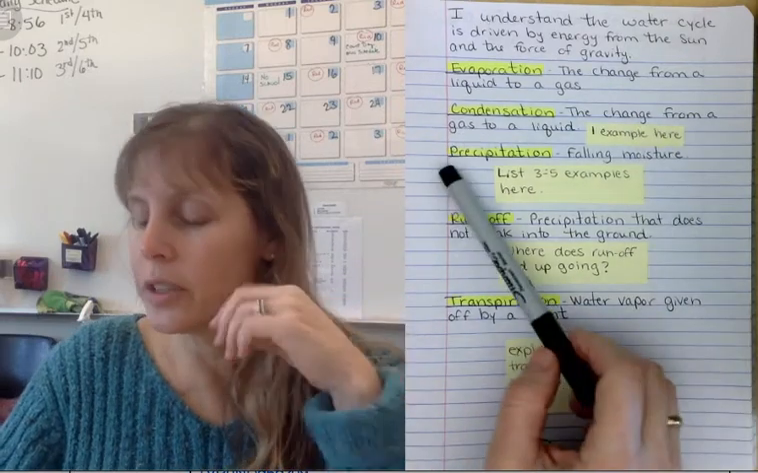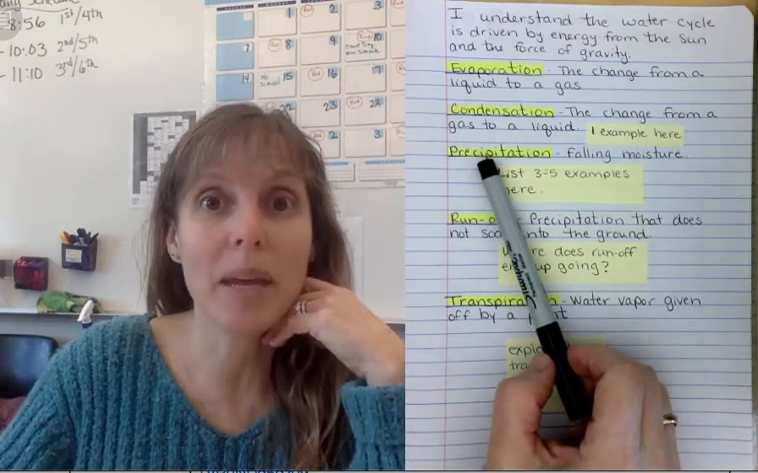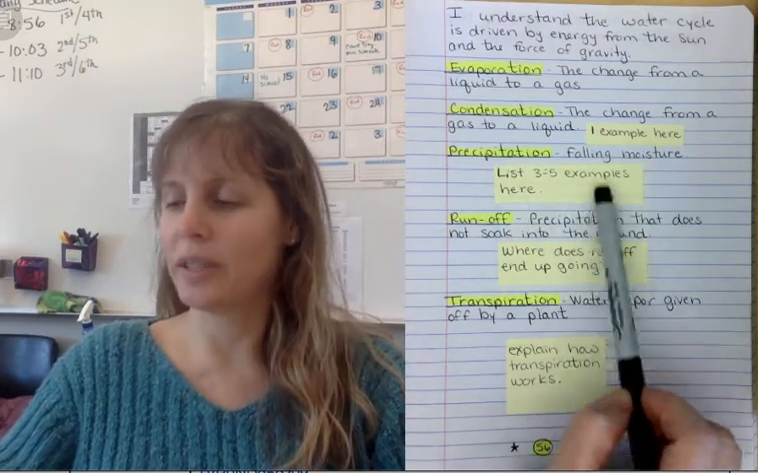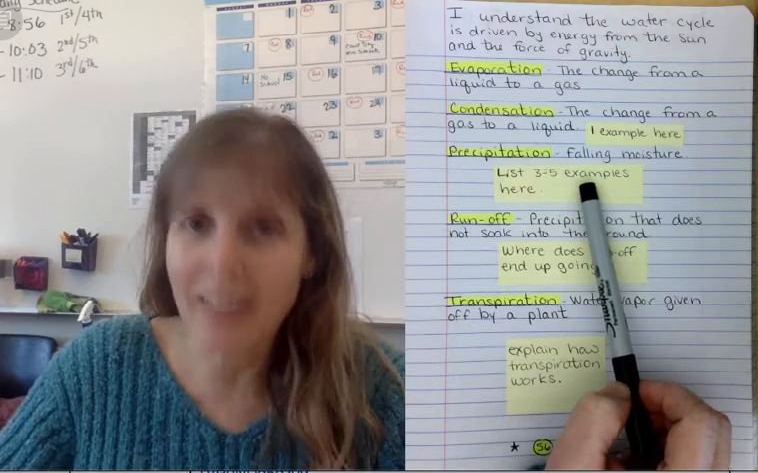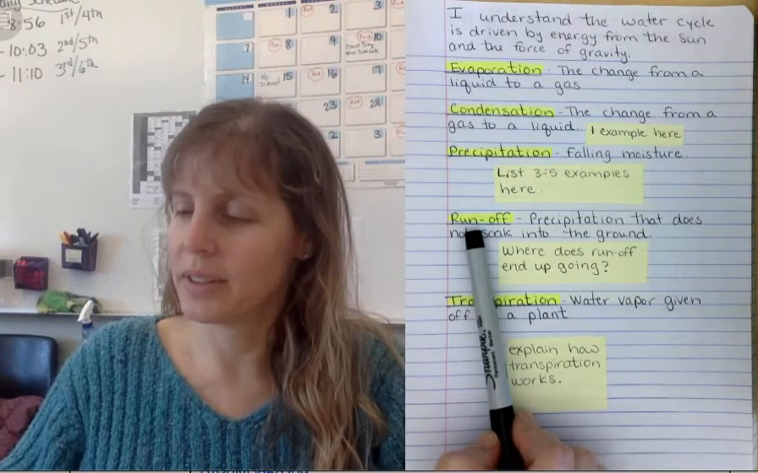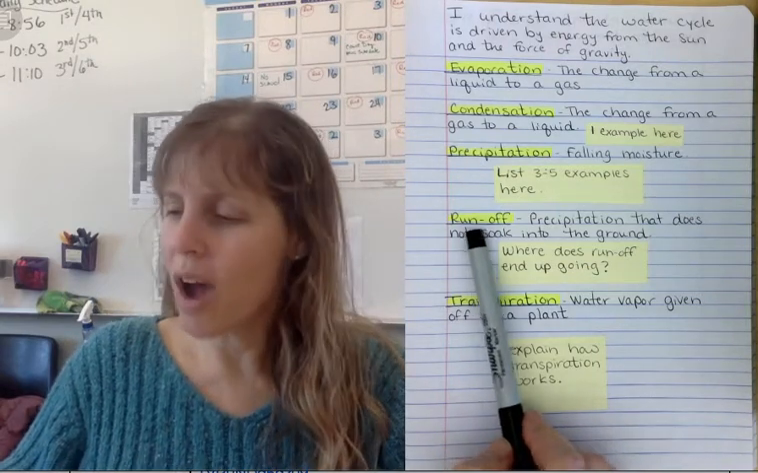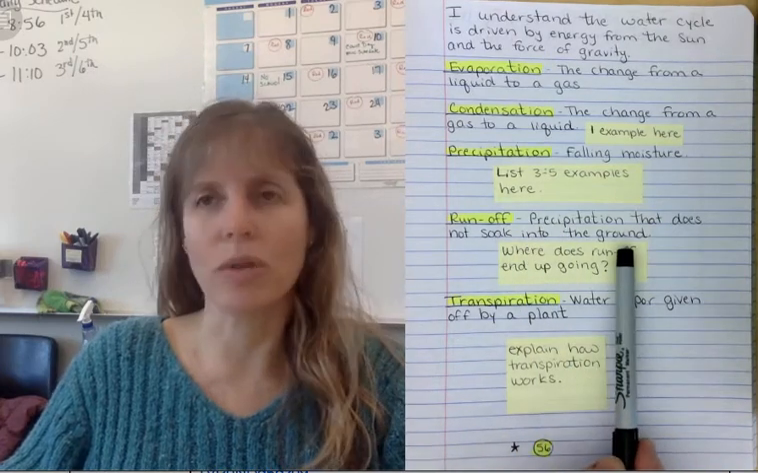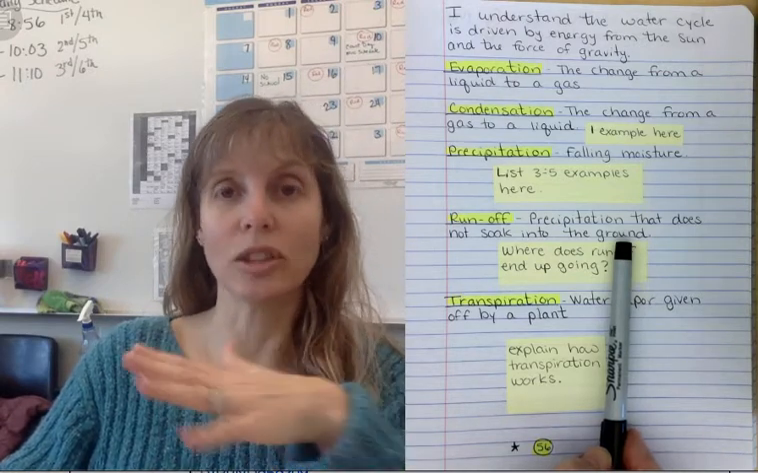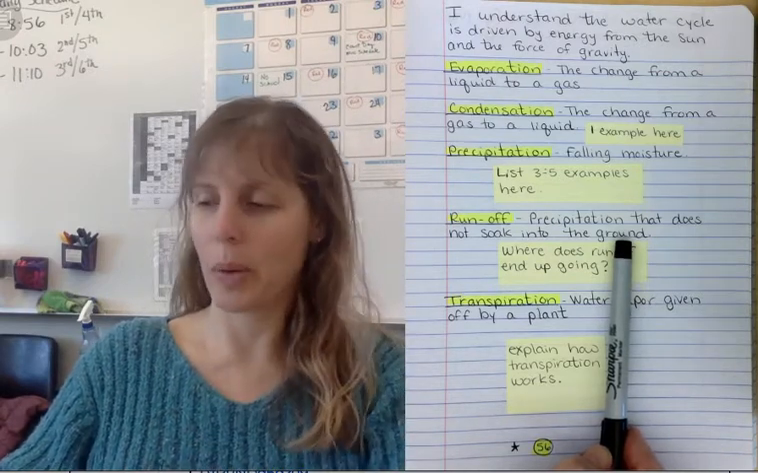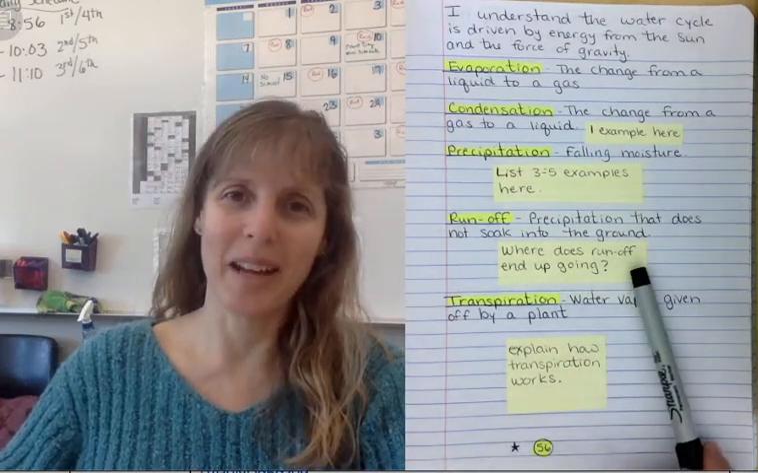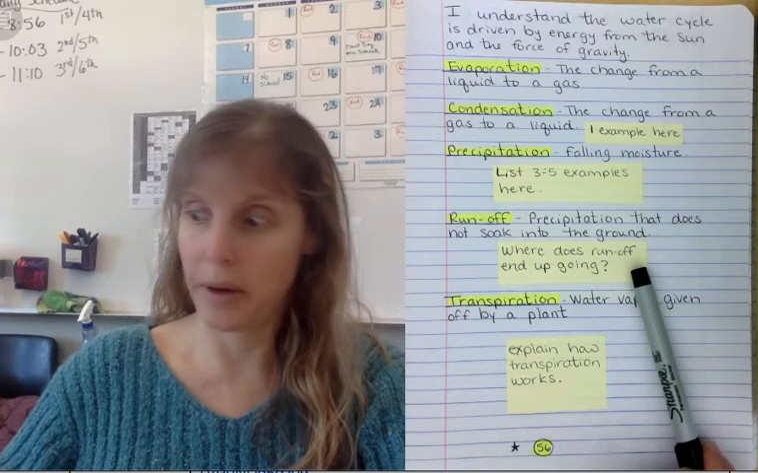All right, our third term, precipitation. Say it with me. Precipitation. It's falling moisture. So you're going to list 3 to 5 examples here. You'll have more than that, of course, but 3 to 5 will be necessary. This one might be new. Runoff. Say it with me. Runoff. Runoff is precipitation that doesn't soak into the ground. So it runs off into rivers and streams and eventually ends up in lakes and surface water and the ocean. Okay? So I need you to answer this question here. Where does runoff end up going? Almost like I knew that was going to appear there, isn't it?